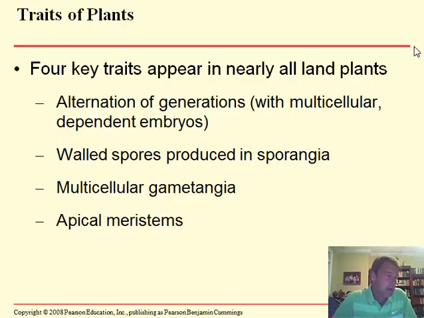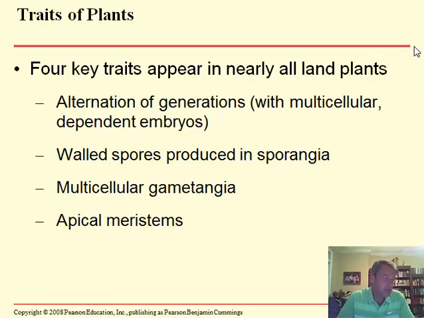And unlike the multicellular algae that we looked at that belongs in the Protist group, these plants have vascular tissue and true leaves, stems, and roots. And we'll look at that. So a couple of major traits that appear in all plants is that they exhibit what's called alternation of generation.